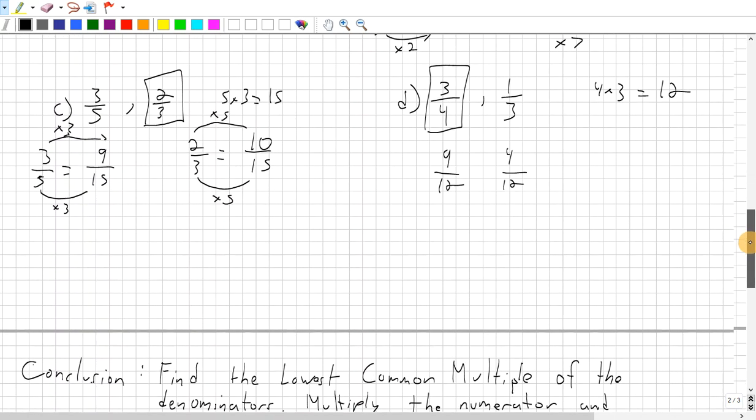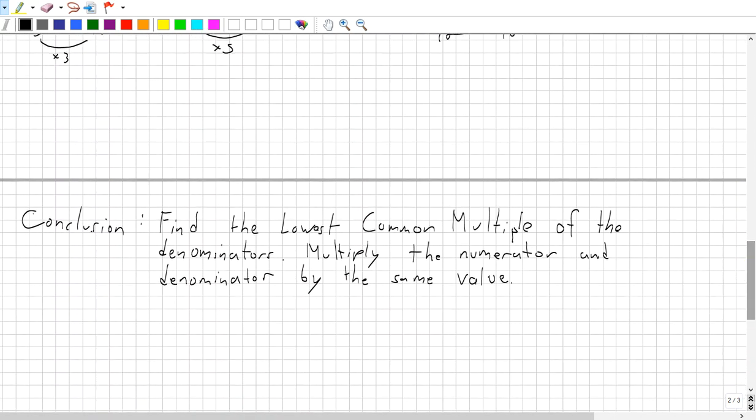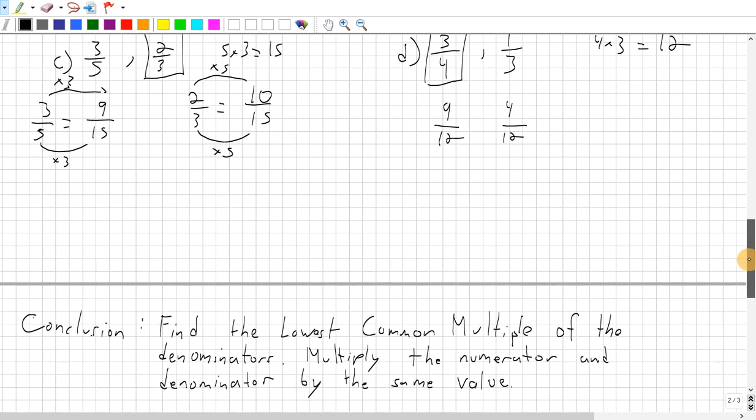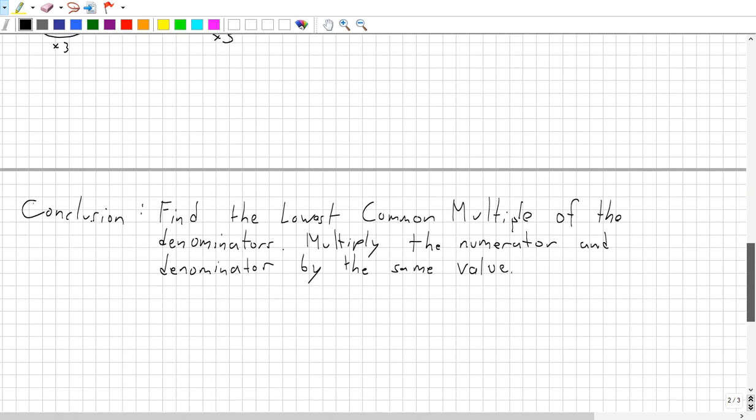Okay, moving on. Conclusion. We find the lowest common multiple, or you can multiply them together because sometimes that will be the lowest common denominator, as in the last part, C and D. But it is usually best to find the lowest common multiple. Otherwise, for the final answer you're going to have to simplify it. But to compare two fractions, it's totally fine.